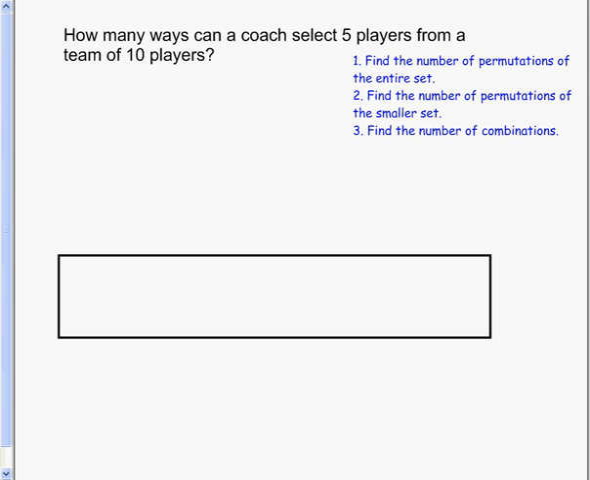Now, how many ways can a coach select 5 players out of a team of 10 players? So, again, this is a combination because order doesn't matter. Think about it this way, if this helps you out as well. Say we have 3 people in a group. Say we've got Mike, Mark, and Jack.